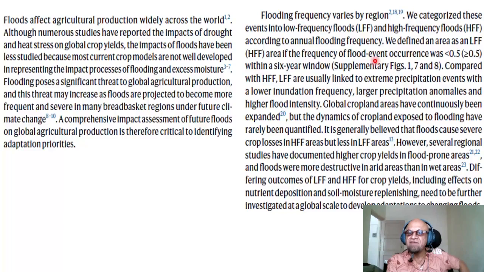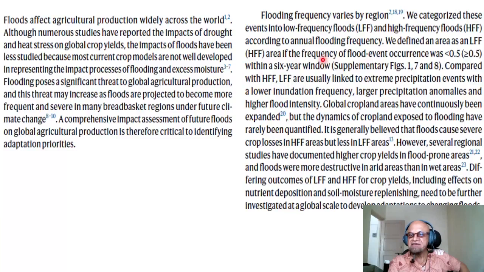Flooding frequency varies, so I'm just jumping ahead. Flooding frequency varies by region. We categorize these events into low frequency floods and high frequency floods according to annual flooding frequency. So there is often a flooding season, unless it's an unseasonal rain and that produced a flood.